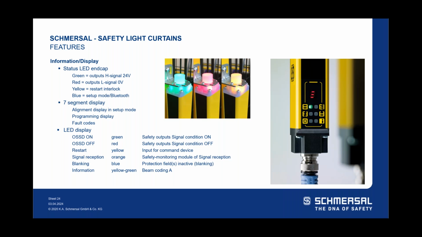As you adjust or just slightly move your light curtains, you'll see those drop out and go down to 2 or even 1 line. What you want is obviously the optimum alignment for your light curtains, when they're working the best. That alignment tool comes up as soon as you power the light curtains up. The alignment display is in setup mode right away. Down here I have the display LEDs and what they mean, just the OSSDs on or off. Yellow means the system is ready for a reset. It just needs to be restarted. Your signal reception, or if it's blanking, all that you can get just from the status indication on the top of your light curtains.